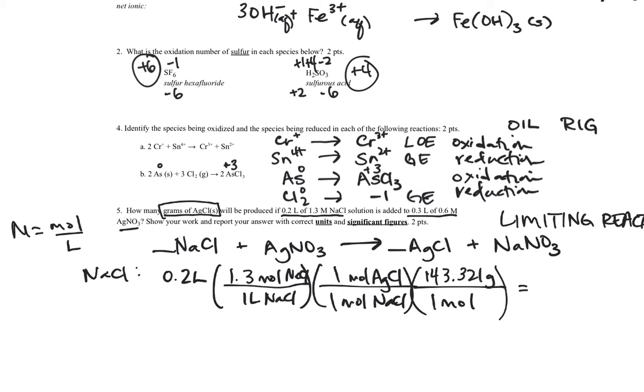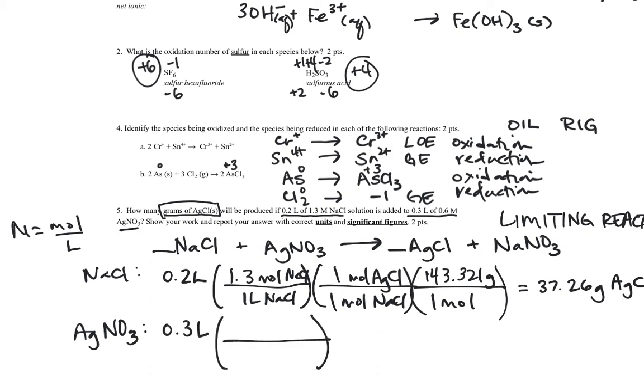If I do that, I get 37.26 grams of AgCl. So now let's look at what if I used up all of my silver nitrate. Well, my silver nitrate, I have 0.3 liters, and my molarity here is 0.6 moles in 1 liter of AgNO3.